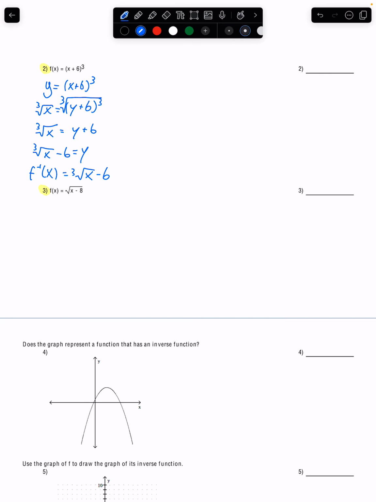For number 3, we have a similar problem. So again, we'll change that f of x to a y. Now we flip the y and the x and solve for y. To do that, we're going to need to square both sides. Then add 8 to both sides. Then we just rewrite it like this, because this is the inverse.